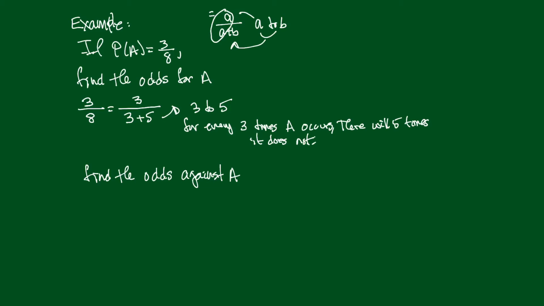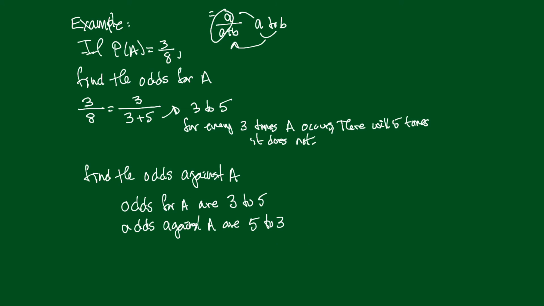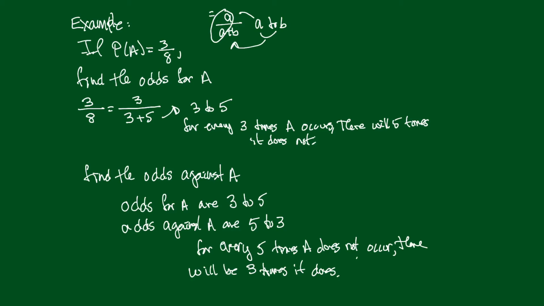Now, the odds against A. All right, so if the odds for A we just found to be 3 to 5, the odds against A are, just turn it around, 5 to 3. And what this means is, for every 5 times A does not occur, now not occur because these are the odds against A, there will be 3 times that it does occur.